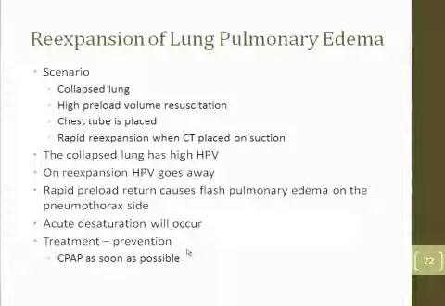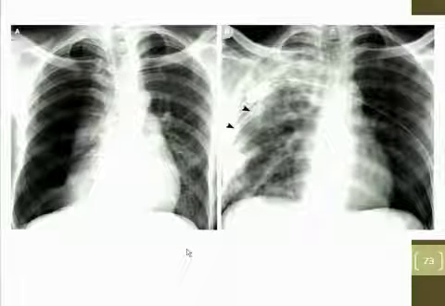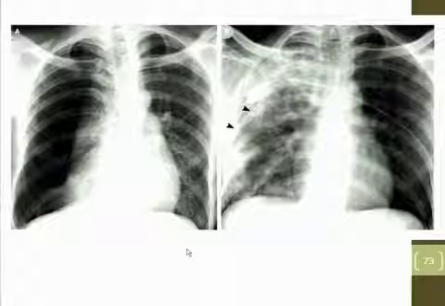On re-expansion, HPV goes away, and the rapid preload return causes flash pulmonary edema on the pneumothorax side, and acute gas desaturation will take place. Basically, the best way is treatment, prevention, and if you do get in trouble like that, CPAP again. This is a person who's developed flash pulmonary edema. You can see it's on one side in this individual.